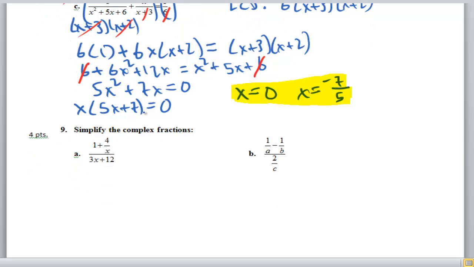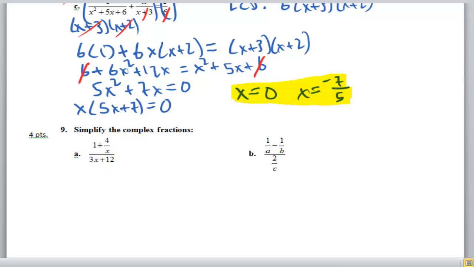Okay? And then 9, what I found funny actually with 9 is more people got B right than got A right. And A is actually an easier one. The way that I like to do these complex fractions is I just multiply the numerator and denominator by the LCD. Now the only thing that's tricky here is in A, there's really only one denominator. It's x. Because 3x plus 12, you can look at it as having a denominator just of 1. So the LCD of the numerator and denominator here is just x.